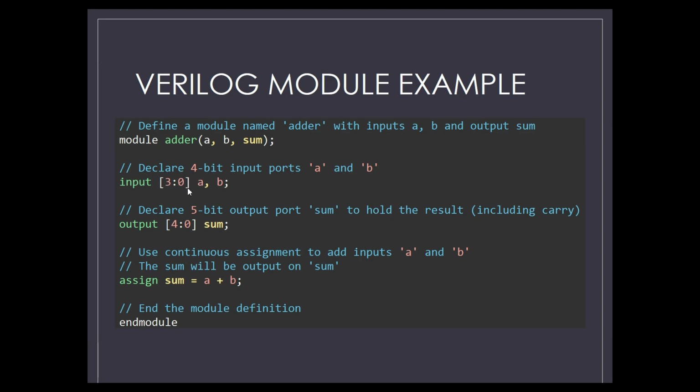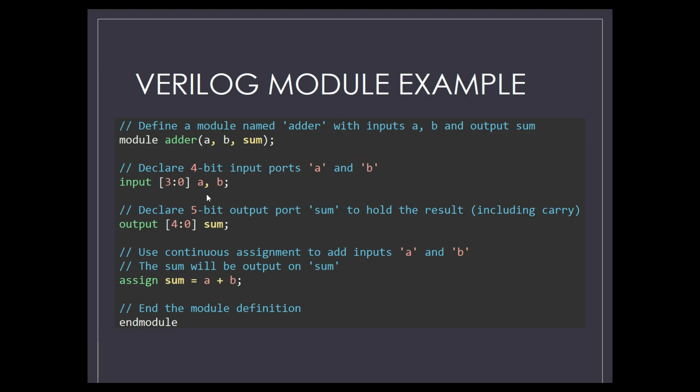No need to be confused right now about what "3 down to 0" means or why we are writing it like this. We will be going over this in the further videos. For now, I just want you all to get an overall idea about how a module looks like in Verilog. As we discussed earlier, the first step was to declare a module name with the module keyword and provide the list of ports that we are going to be using.